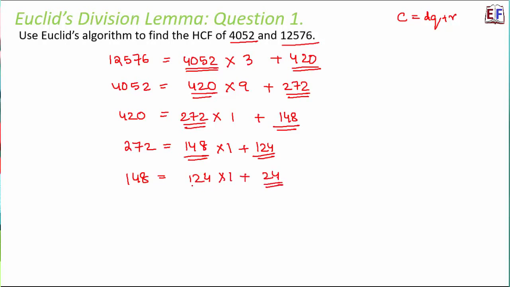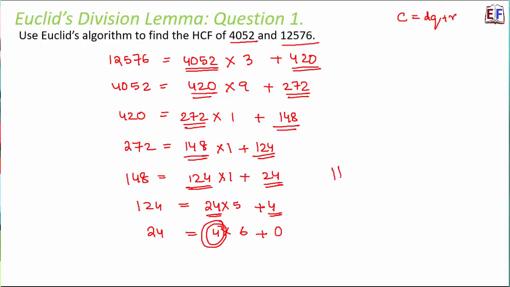Not equal to 0 again. So 124 and 24. So this becomes 124 is equal to 24 into 5 plus 4. Again not equal to 0, but now it seems that we are close, because you see we started with 420 as remainder and now we have reached 4. So now we will apply it between D and R, that is 24 and 4. So 24 is equal to 4 into 6 plus 0. So finally the remainder is 0 and the value of D here is 4. So that means the HCF of these two numbers is 4.